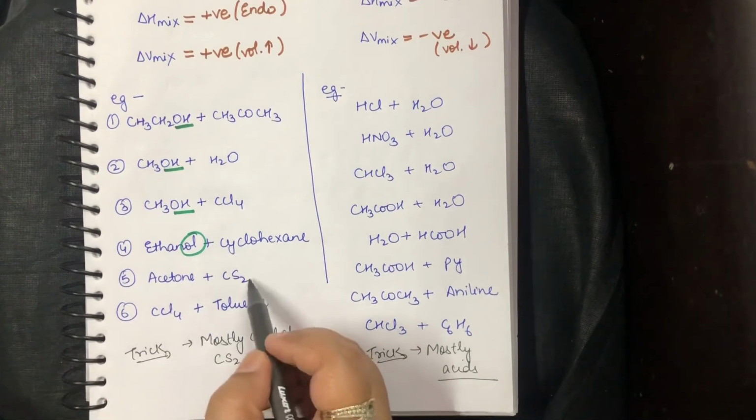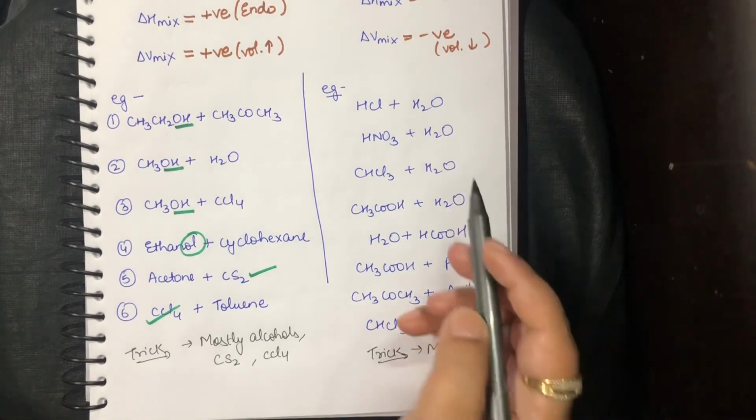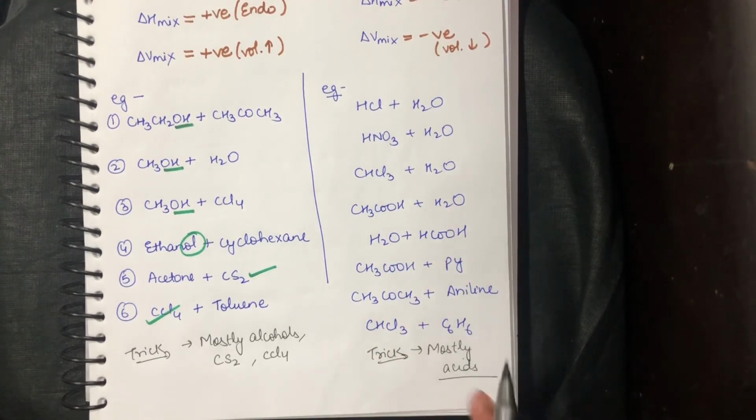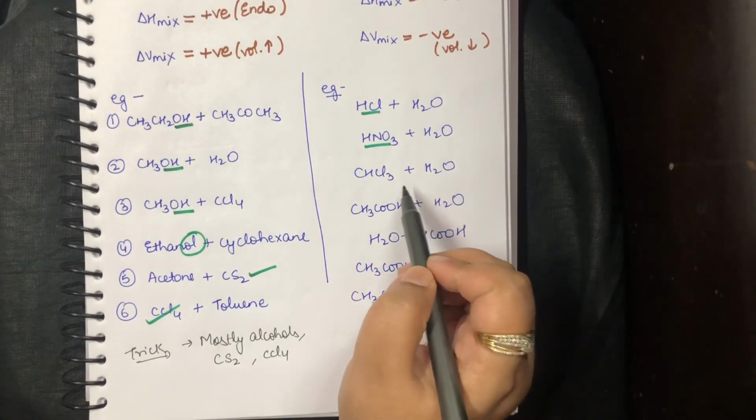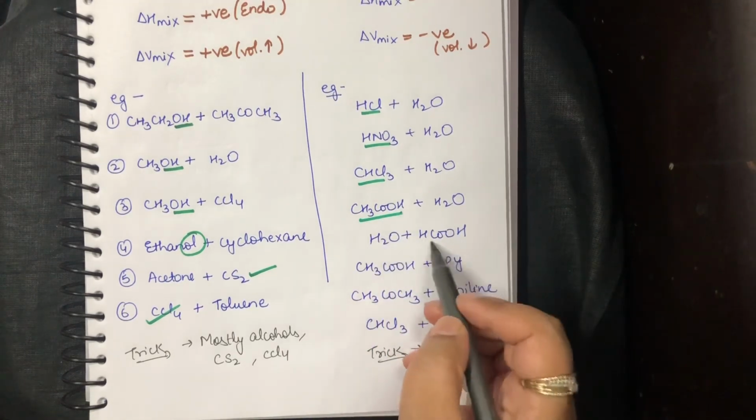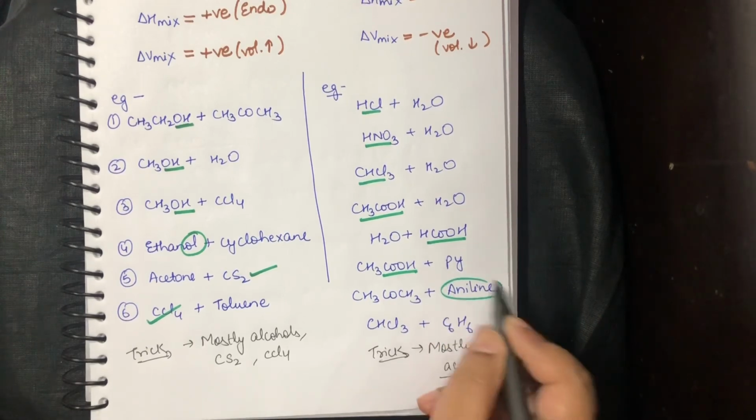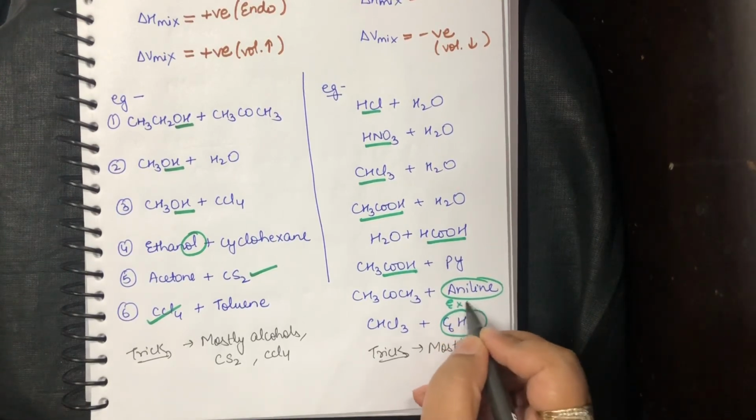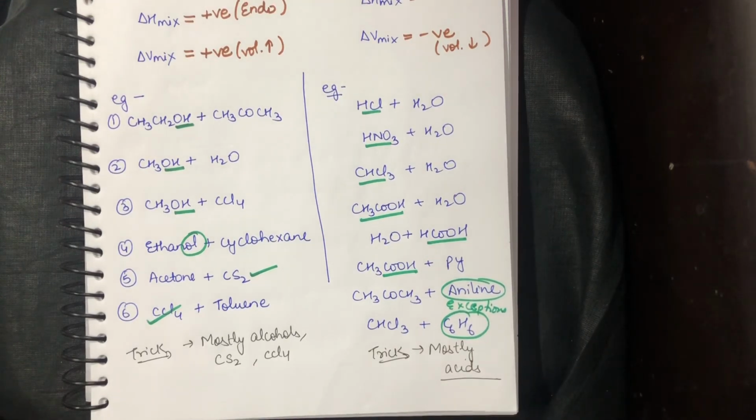Ethanol is there. You have CS2, then you have CCl4. They all fall in the category of positive deviation. If you talk about negative deviation, I said mostly the acids fall into this category. Your HCl is an acid, your HNO3 is an acid, then you have your CHCl3, your acetic acid, formic acid, again acids. Only two exceptions here, these are your exceptions. Otherwise, for most of the examples you can figure out which category of solution they belong to by looking at them.